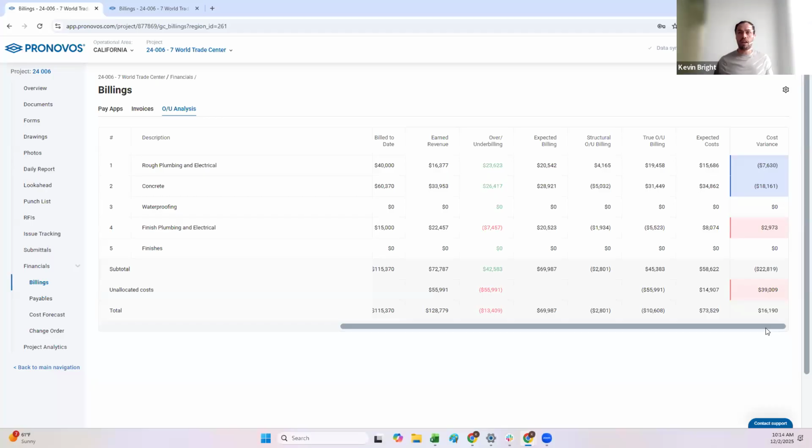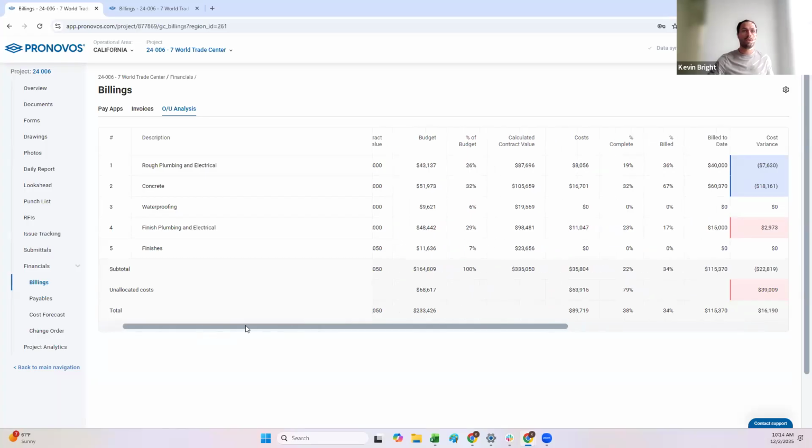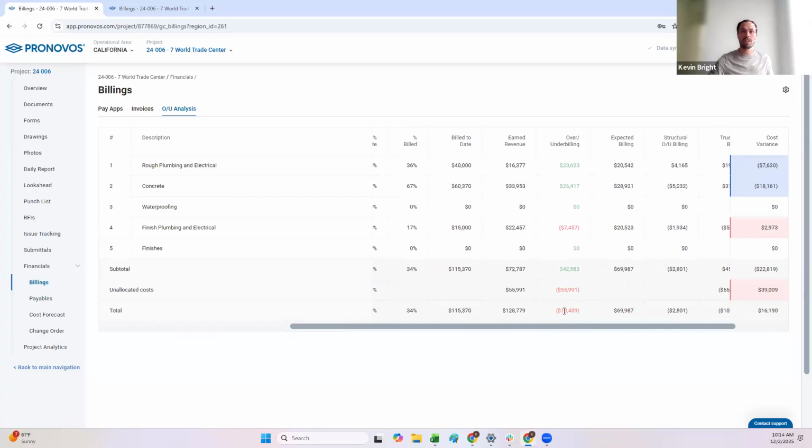Yeah, and I think it might be good just to recap all this real quick here. What you'd want to do is look at this top line number, right? If I'm $13,409 underbilled on the project, that's when I'm underbilled across the whole project. And now I can break that down and see what's driving that.